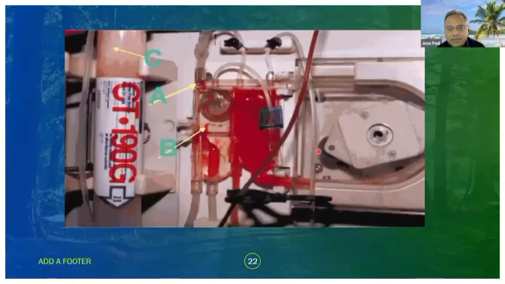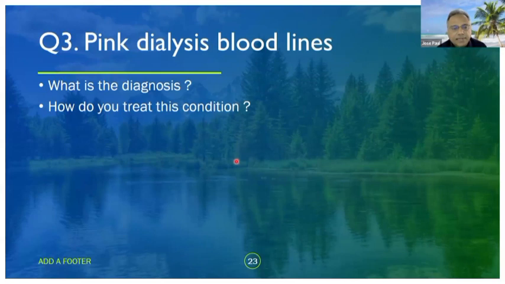So this is the color of the blood running into the dialysis lines. This is not the normal color of the blood, and this is something like pink blood running in the blood lines of the dialysis lines. So what is your diagnosis and how do you treat this condition?